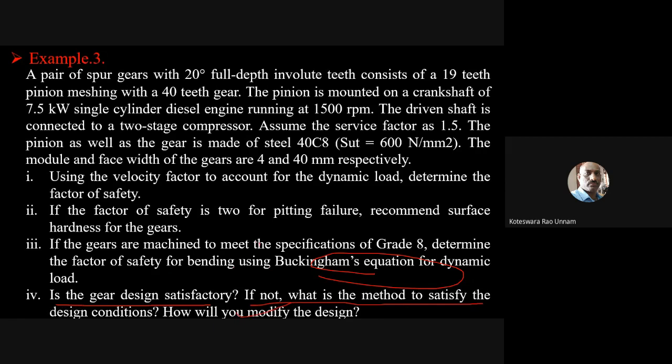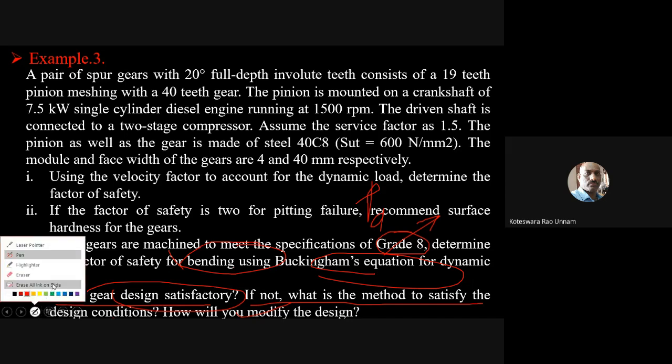In this problem, if you take grade 8, the gear does not have the factor of safety within the range, so the design is not satisfactory and you need to modify it. You can modify it by changing this grade, that is the surface finish grade. Due to that, you can improve the surface quality so that the dynamic load may be decreased. Once the dynamic load is decreased, automatically the factor of safety goes on increasing. That is how you can solve this particular problem.